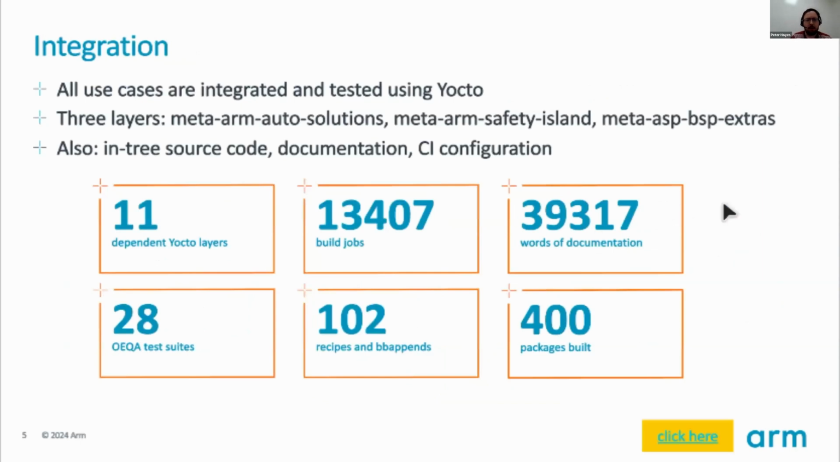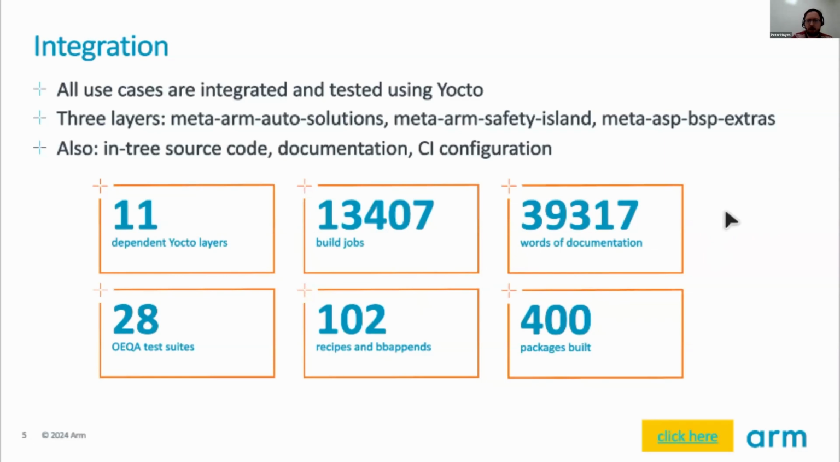In this presentation, I'm going to talk about various aspects of the Yocto integration. I've included some stats here. We have 11 dependent Yocto layers, a lot of build jobs, a lot of recipes and BB appends, and we build a lot of packages. It's quite a big integration. I wonder if it's one of the bigger ones out there. I'd love to hear from other people who are also integrating Yocto at this scale.